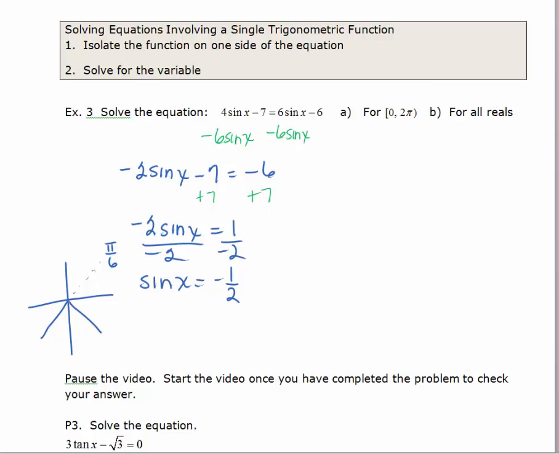And so we know that this is 6 pi over 6. So this angle right here would be 7 pi over 6. We know this is 12 pi over 6. So this other angle, the fourth quadrant angle, will be 11 pi over 6. So my 2 solutions that are in the first rotation from 0 to 2 pi are x is equal to 7 pi over 6 and 11 pi over 6.